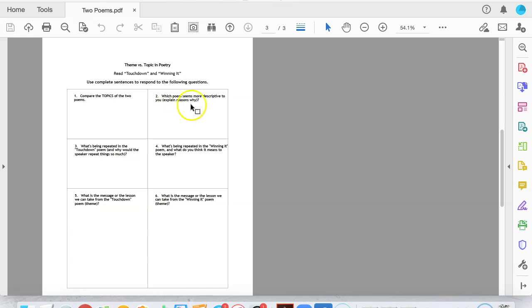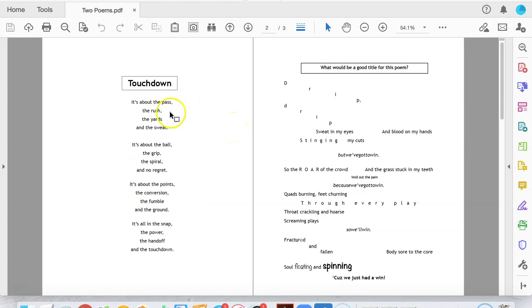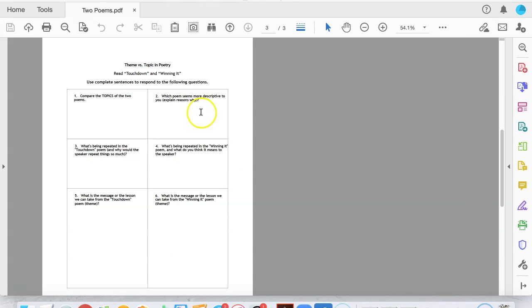All right. And then which poem seems more descriptive to you? And this is your opinion, okay? If you think that the first one is more descriptive, then just be able to explain why. Explain which parts are more descriptive to you and why it's easier for you to imagine that. If you think the second poem is more descriptive, if you think it's easier to picture and to imagine, that's fine too, but explain which parts, explain why. Okay, so number 2 is really your opinion. You just have to be able to explain why. Give examples. Number 3 says, what is being repeated in the Touchdown poem and why would the speaker repeat things so much?